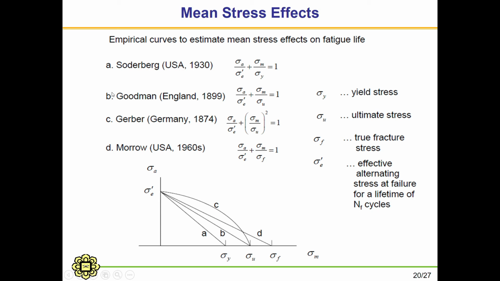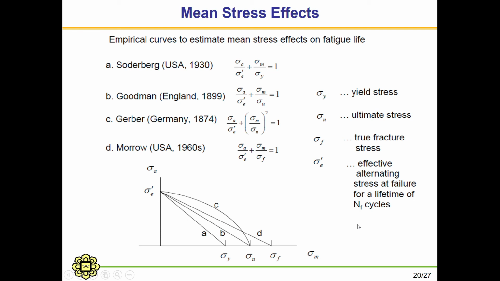The same goes for Goodman, 1899. He derived this equation. Gerber, 1874, this equation, and Morrow, 1960, this equation. So sigma Y here refers to the yield stress, meaning it depends on the type of material that you apply to the structure. Sigma U, the same, is the ultimate stress. Sigma F is the true fracture stress, and sigma E prime is the effective alternating stress at failure for a lifetime of NF cycles.